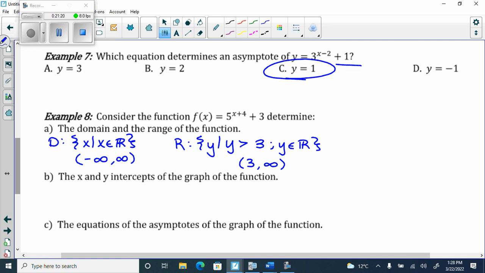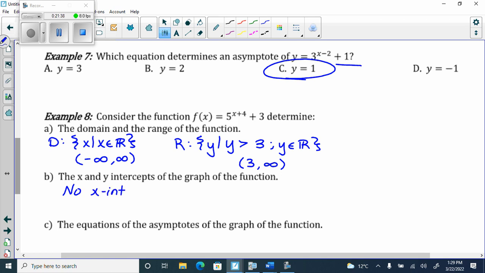The x and y intercepts. Well, this is a normal base function not reflected and shoved up 3. Are there any x-intercepts? No. Yes, the x-axis is now free. However, the asymptote is at 3, and the entire graph's above that, so there's no x-intercepts.